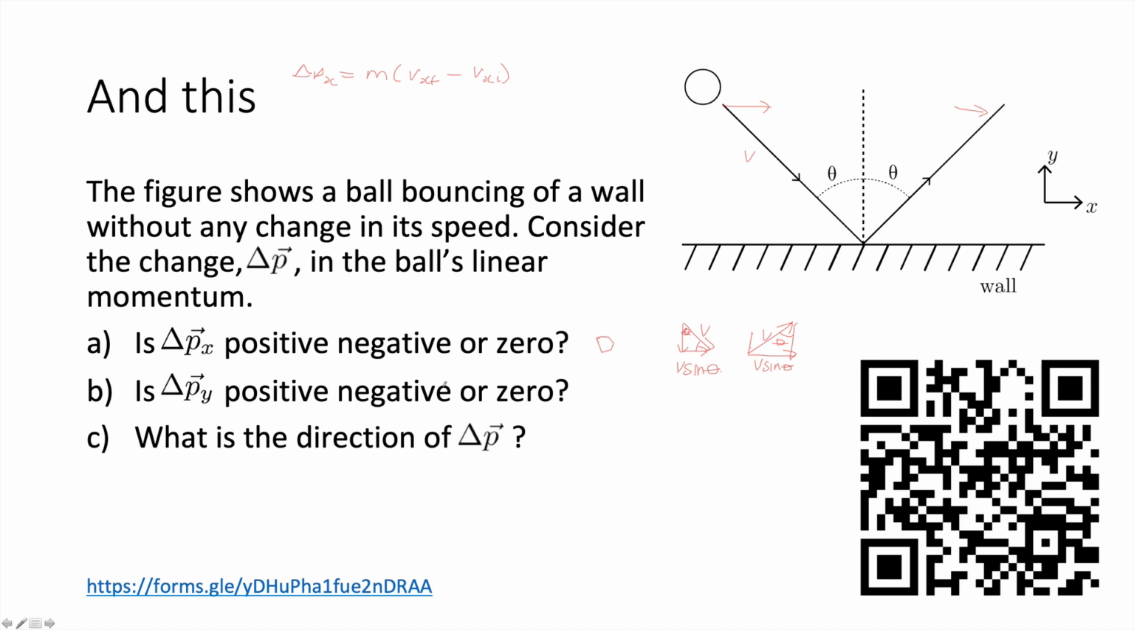Now, is py positive, negative, or 0? This does change. You can see this is the initial velocity and this is the final velocity. So they're equal in magnitude. They're both v cos theta, but the initial one's going down, and then the final one's going up. So taking the positive y direction as up the screen, the final velocity is up the screen. The initial velocity is down the screen. And so when we add these two together like this, we get a positive one up the screen. So this is going to be positive if we take up the screen as positive.